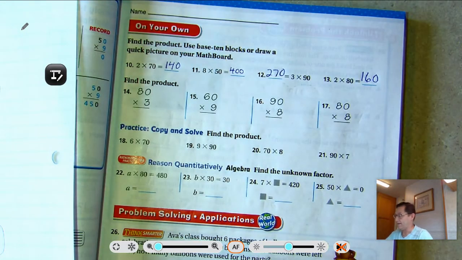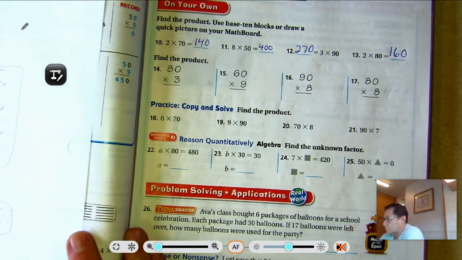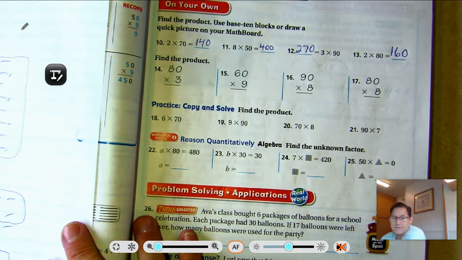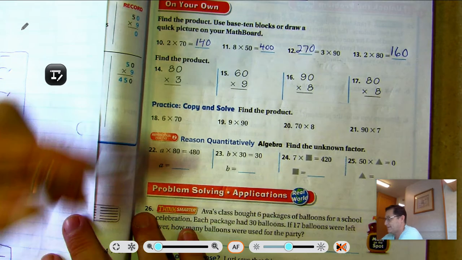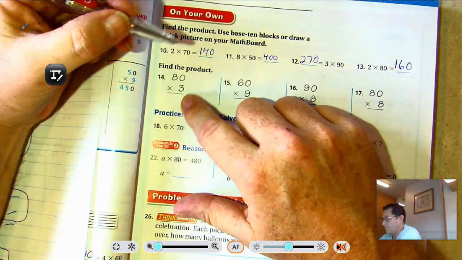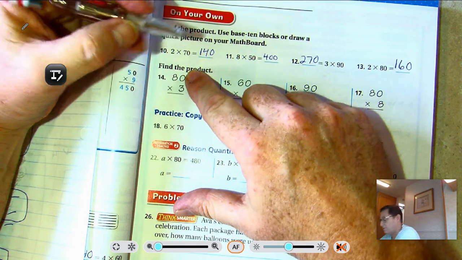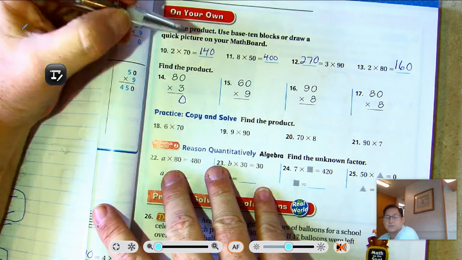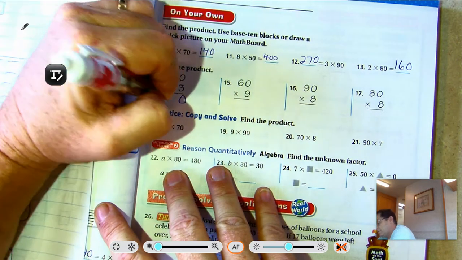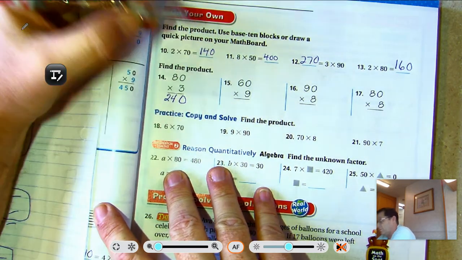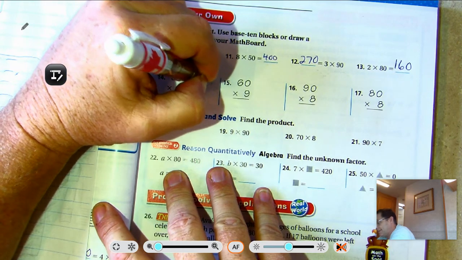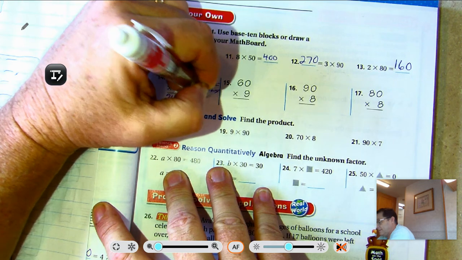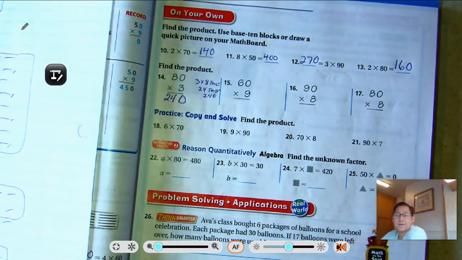All right, find the product. So we could draw a picture, do 3 times 80 again. So we'd have 3 lines of 8 sets of tens. Or we can use place value and regroup. 3 times 0, 0. 3 times 8 is 24. So 3 times 8 tens equals 24 tens, which is 240.